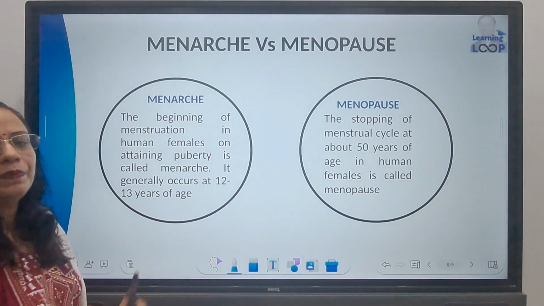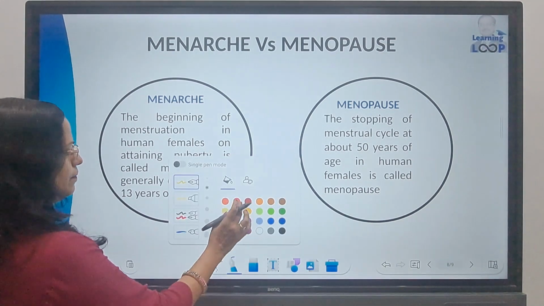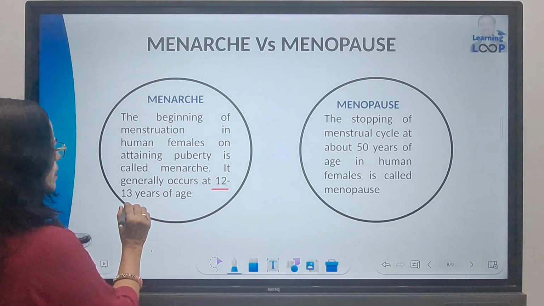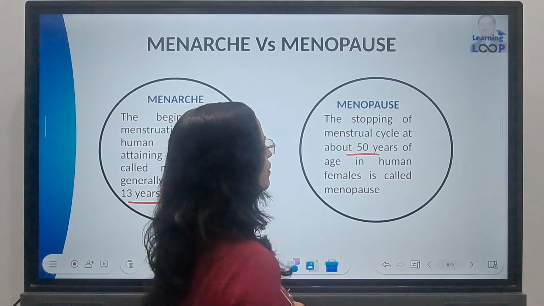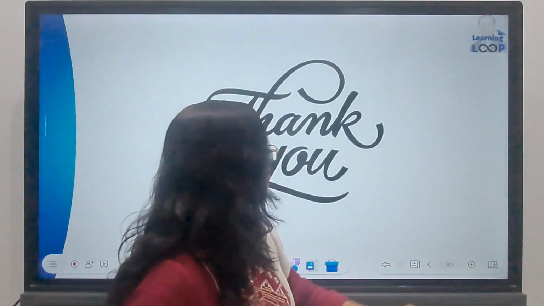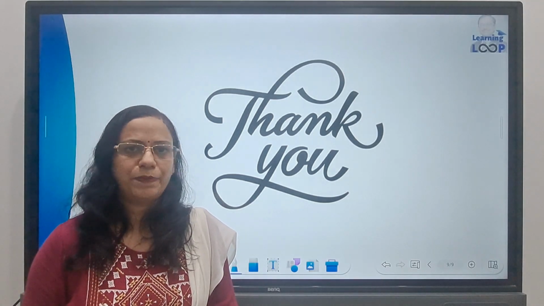Then we were talking about menarche and menopause. So menarche is the beginning of the menstrual cycle on reaching puberty, generally occurring at 12 to 13 years of age. Menopause is the stopping of the menstrual cycle at around 50 years in human females. So this was all you need to know and understand about the human reproductive system.